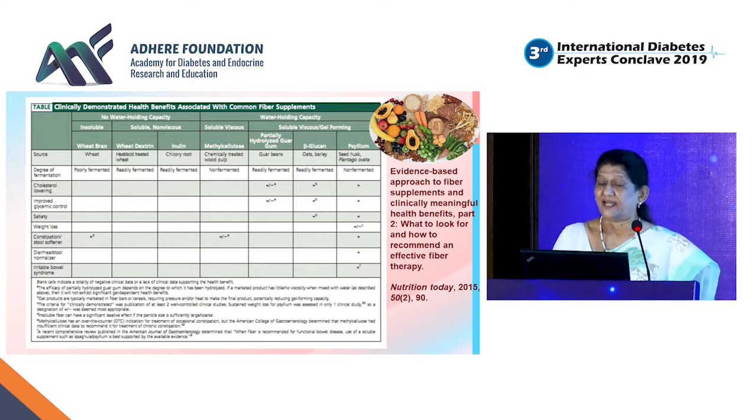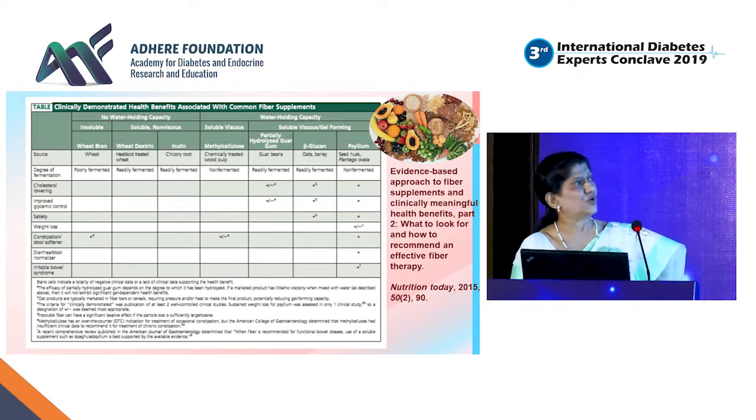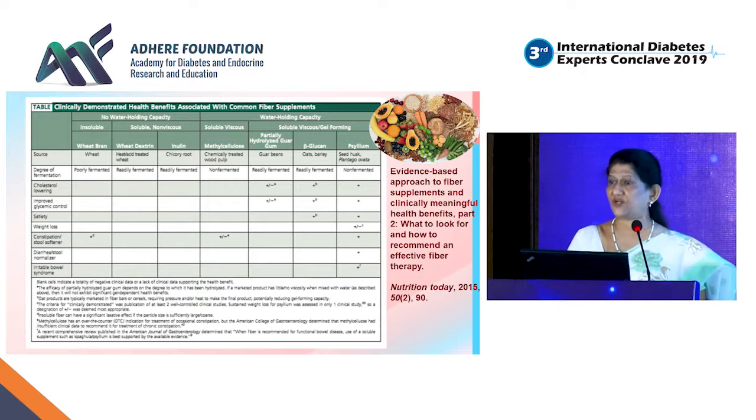I'm not going to go into the detailed studies, but come directly to the table which clinically demonstrates the health benefits associated with common fibers. If you see these health benefits, it is shown that the last one, psyllium, that's the husk, is positively related with all. So this is the evidence-based approach for fiber supplements, to tell us what to look for and how to recommend these supplements with this evidence. Most of them have only 1 or 2 effects, whether weight loss, constipation, bulk, or diarrhea. But you see the last column, the soluble fiber coming from isabgol husk, is recommended for most of the things.